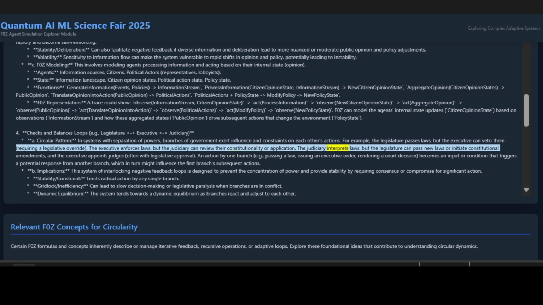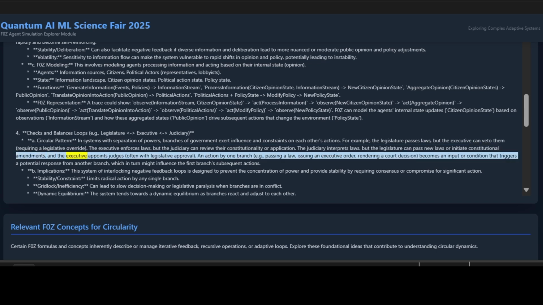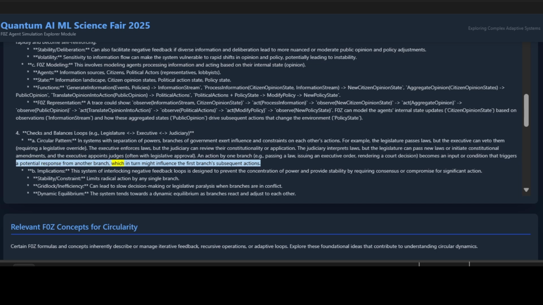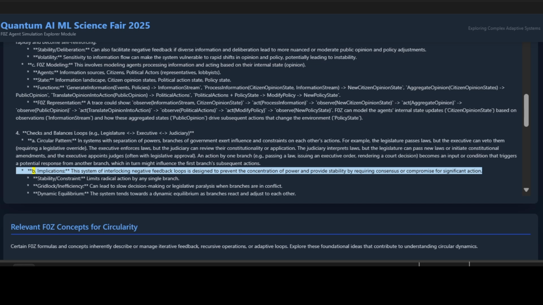The judiciary interprets laws, but the legislature can pass new laws or initiate constitutional amendments, and the executive appoints judges, often with legislative approval. An action by one branch, e.g., passing a law, issuing an executive order, or rendering a court decision, becomes an input or condition that triggers a potential response from another branch, which in turn might influence the first branch's subsequent actions.